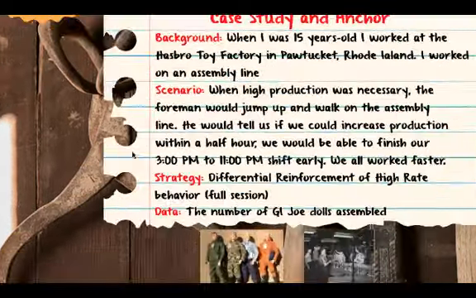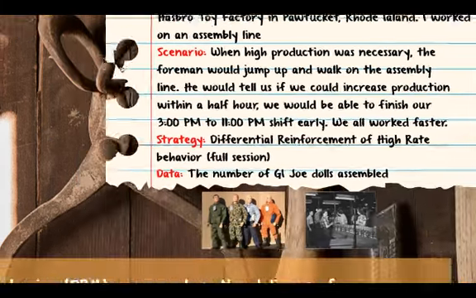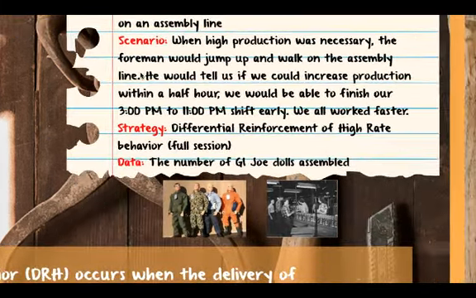Okay, let's anchor you here again. I'm going to use myself as an example. Background, I was 15 years old, an ambitious little kid, and I worked at a factory called Hasbro Toy Factory, located in Pawtucket, Rhode Island, where I grew up. I worked on the assembly line in that context. Here's a scenario. When high production was necessary, the foreman of the factory would jump up on the conveyor belt, the assembly belt, and would tell us that if we could increase our production within a half an hour, we'd be able to finish our shift early.